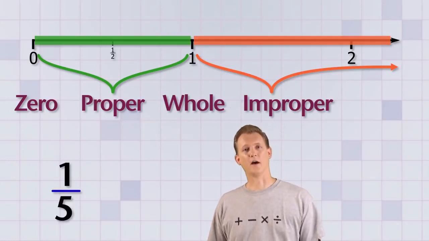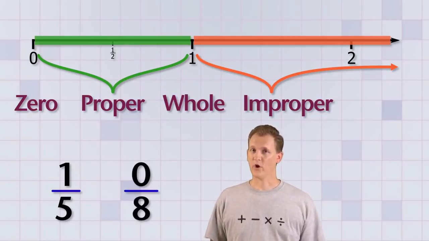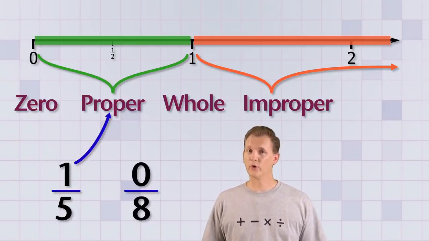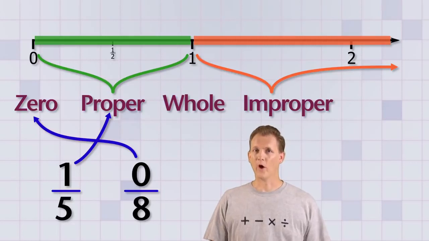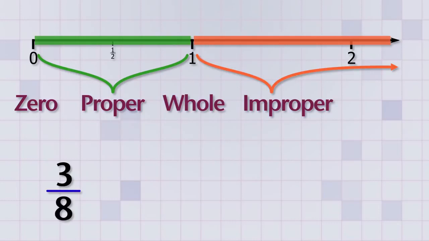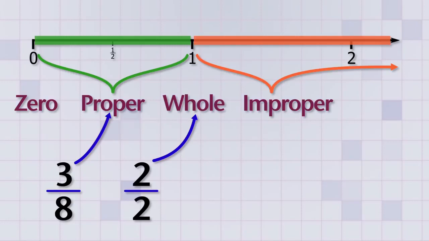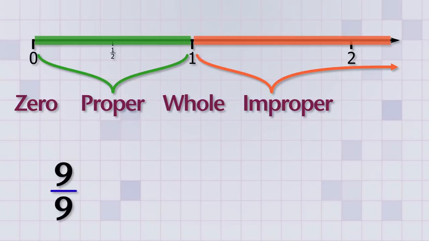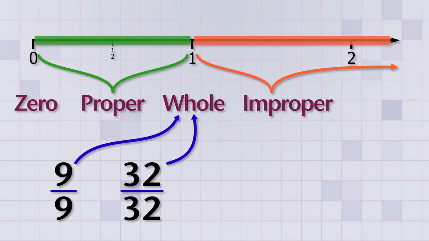Here we have 1 over 5 and 0 over 8. Since 1 over 5 is a proper fraction, and 0 over 8 is a zero fraction, 1 over 5 is greater than 0 over 8. Now let's do 3 over 8 and 2 over 2. 3 over 8 is a proper fraction, and 2 over 2 is a whole fraction. So that means that 3 over 8 is less than 2 over 2. Now what about 9 over 9 and 32 over 32? Now that's easy. Since they're both whole fractions, and whole fractions are always equal to 1, these fractions are equal.